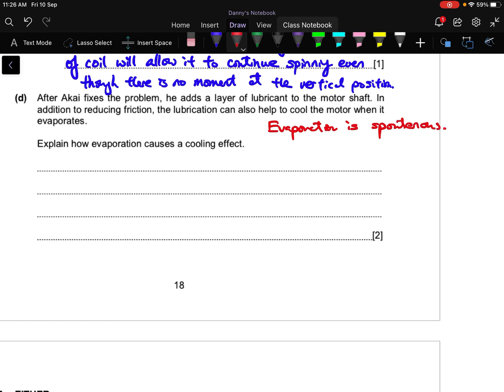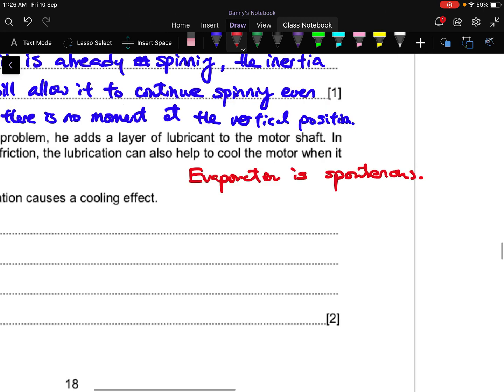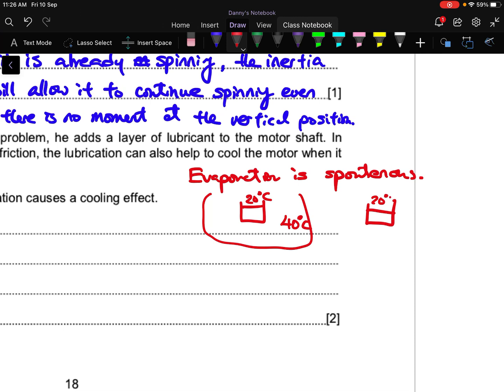Number one is that evaporation is spontaneous. What does spontaneous mean? Spontaneous means that evaporation doesn't require energy gain or energy loss. It just happens. So what does it mean? It means that even if you have a cup of water which is cooler, let's say 20 degrees C, in an environment that is like 40 degrees C, evaporation will happen. If you have a cup of water that's 20 degrees C in an environment that is 10 degrees C, evaporation will also happen. Now, why do I give you these two examples?